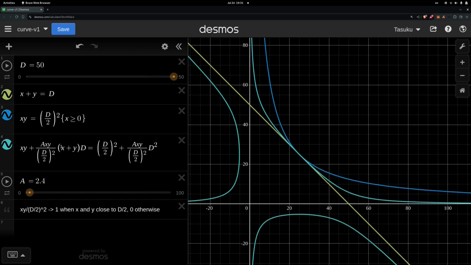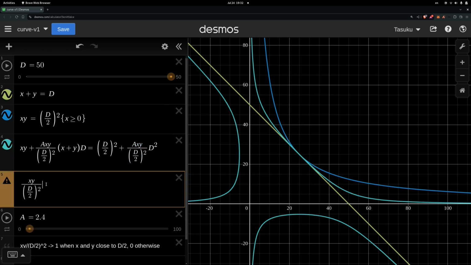But why did we multiply this part of the equation and this part of the equation by x times y divided by d over 2 squared? What does this part of the equation actually do? To give you a quick explanation, when the token balances of x and y are equal, then this x times y divided by d over 2 squared is equal to close to 1.